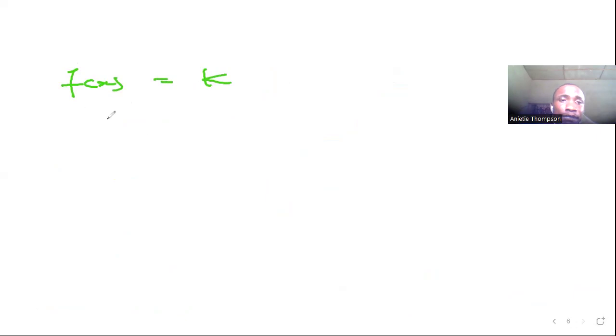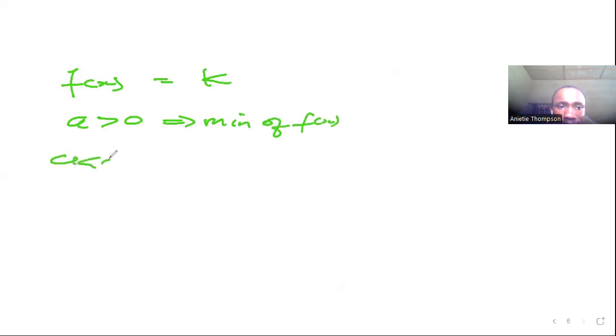Remember what I said. We can only say that the function will have a maximum or minimum value depending on the value of a. If a is greater than 0, you will have a minimum value of f of x. And if a is less than 0, then you will have the maximum value of f of x. All right, so that's that for the quadratic function.